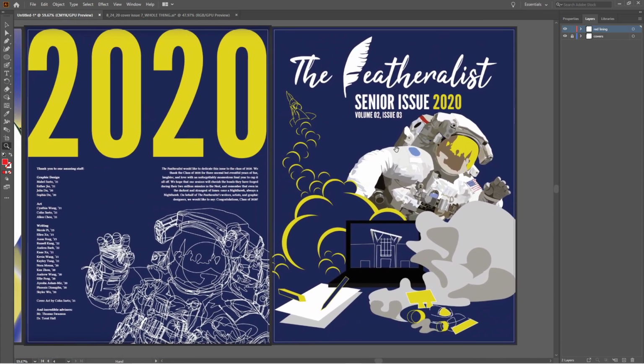You can see this piece called Bleeding Edge. This was right at the start of quarantine and social distancing, where the idea was, how can we summarize the experience of the senior class in this piece? So we have an astronaut, a rocket, and a race car for the technology side of Del Norte, and then we have the humanities side through the architecture, and also the writing and eraser. So that's the theme that this piece was based around.